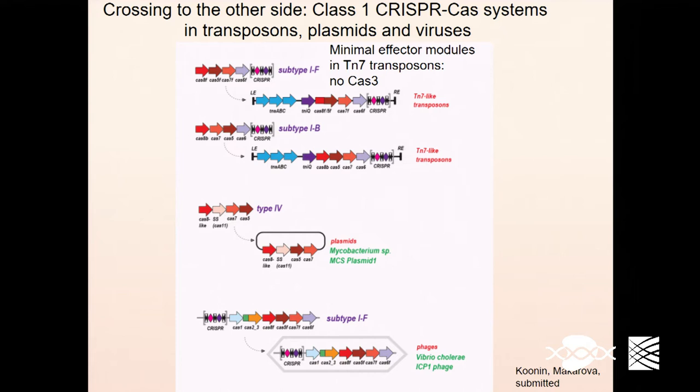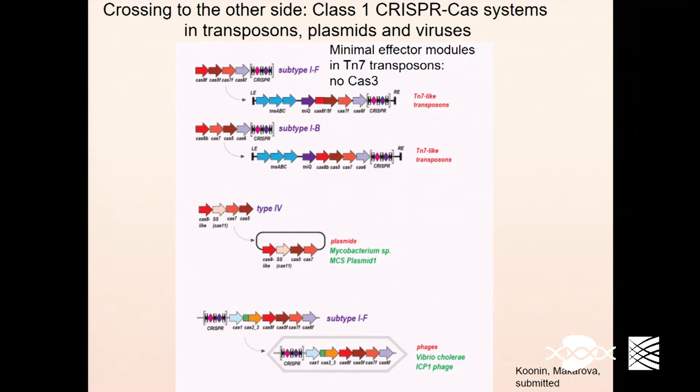I switch the subject a little bit now to another group of transposable elements, and what we see here is, so to speak, crossing to the other side. That is, insertion of Cas1 CRISPR-Cas systems in transposons, plasmids, and viruses. The most remarkable and interesting of these, I think, well, I don't know really which one is most remarkable and interesting, they all are. But the one we explored in detail was the integration of minimal effector modules of type 1, of Cas1, into transposons of the Tn7 family.